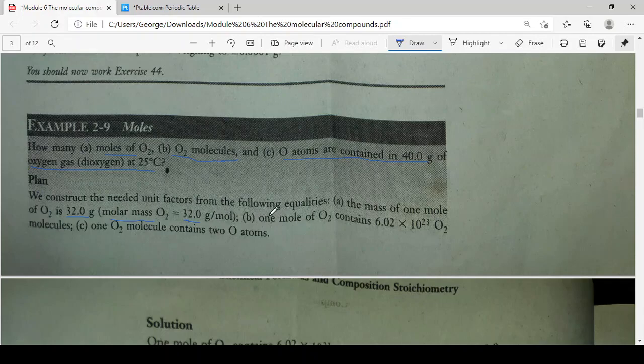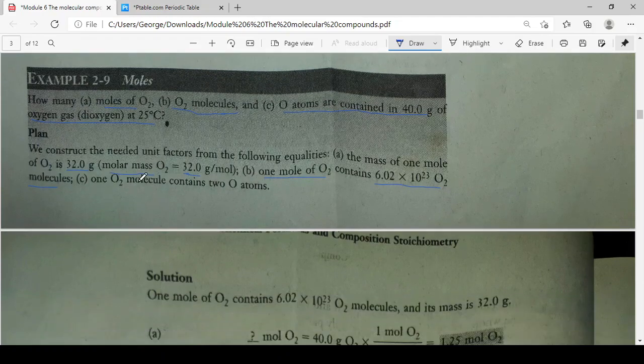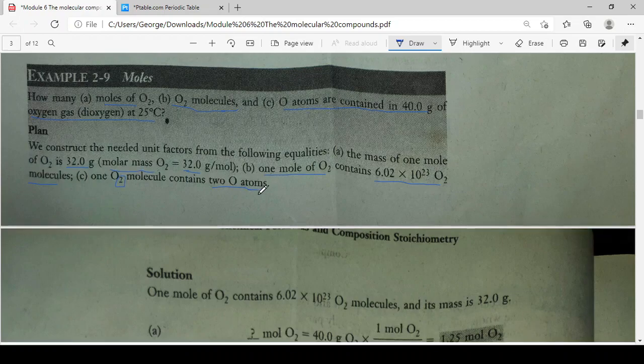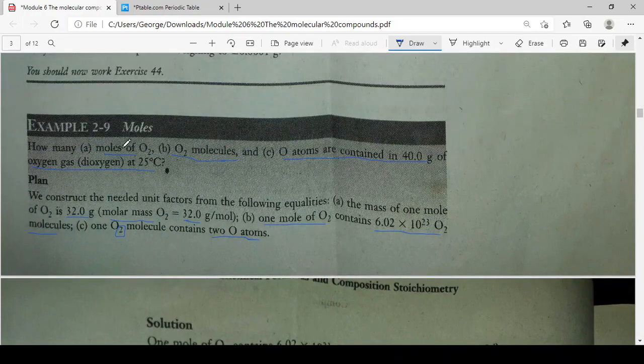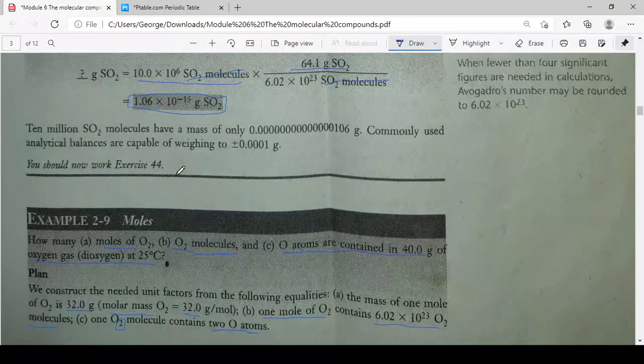Next, that was letter A. Letter B, for every 1 mole of our O2, what do we have, kids? For every 1 mole of O2, we have your Avogadro's number of 6.022 times 10 raised to the power of 23 O2 molecules. And lastly, 1 O2 molecule contains 2 O atoms. How did we get 2 O atoms? The subscript is 2. Therefore, there are 2 oxygen atoms. Simple as that. So, how do we solve for your moles of O2, your O2 molecules, and your O atoms that are contained in your oxygen gas?